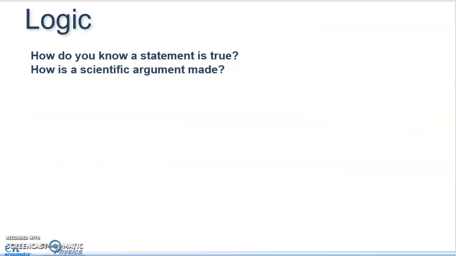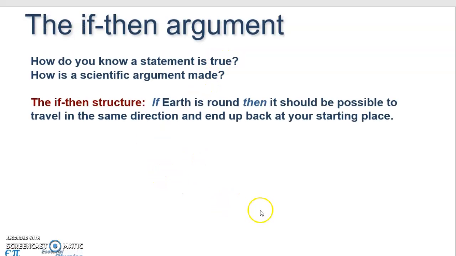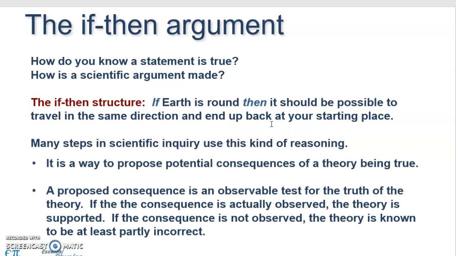All right, so let's talk about logic. How do you know a statement is true, and how is a scientific argument made? So the if-then structure will create a statement that can be true or false. If you start off with this, if the Earth is round, by the way, this is going to be the structure of most hypotheses, then it should be possible for you to travel in the same direction and end up back at your starting place. Then that's verifiable. You can do an experiment to find out.